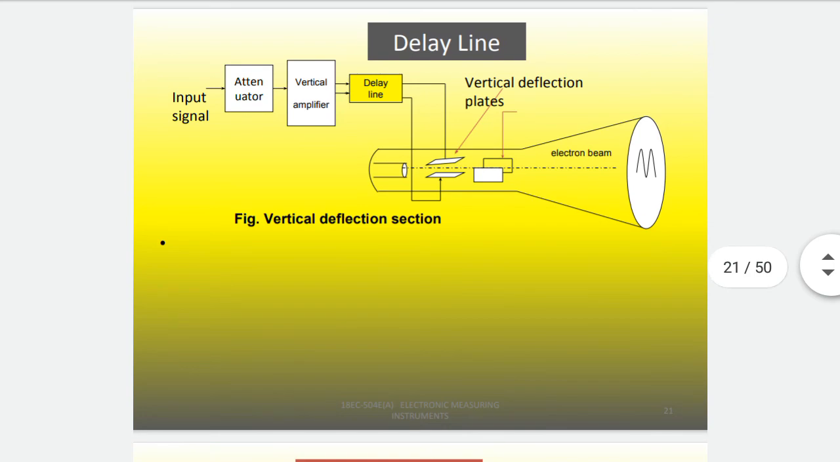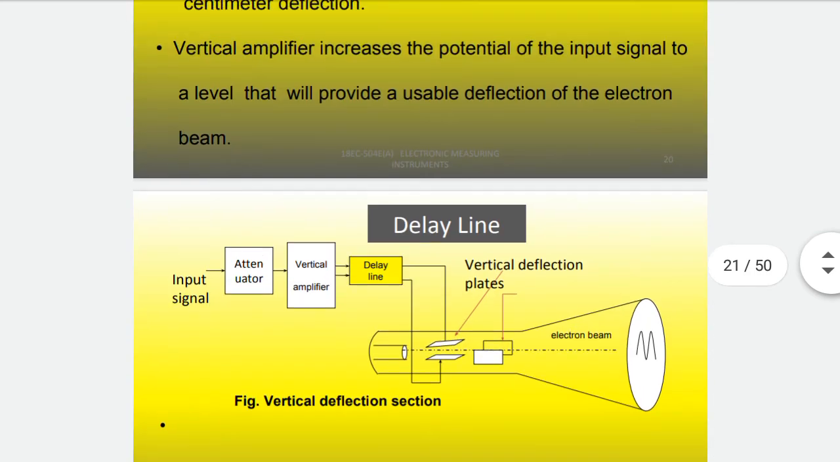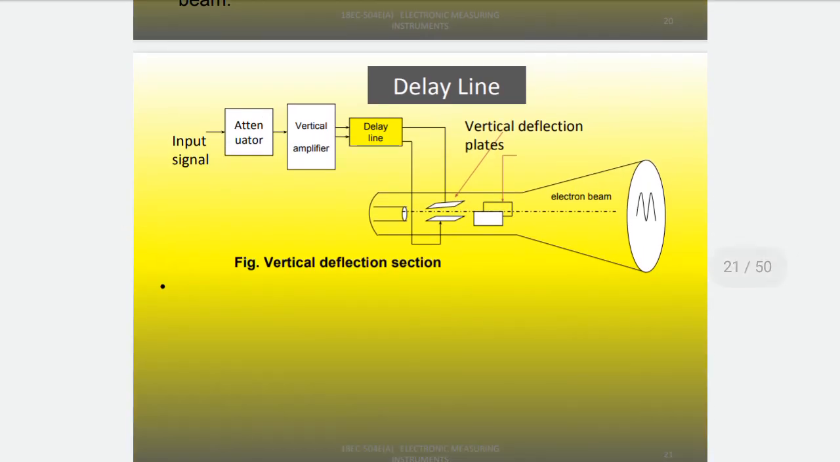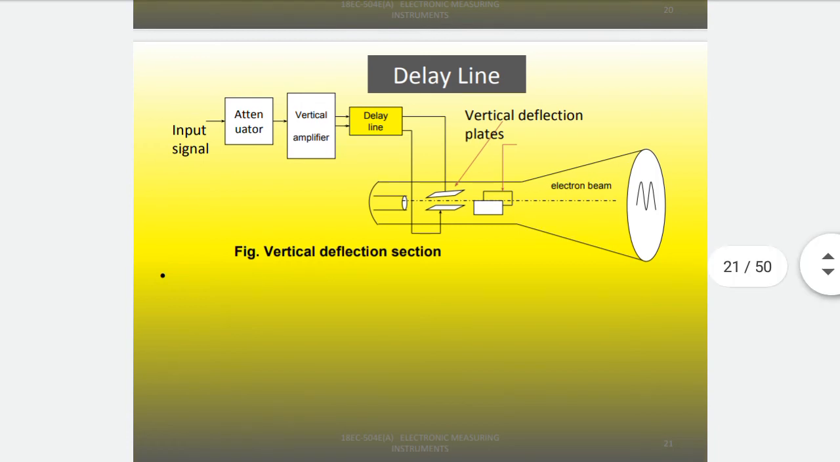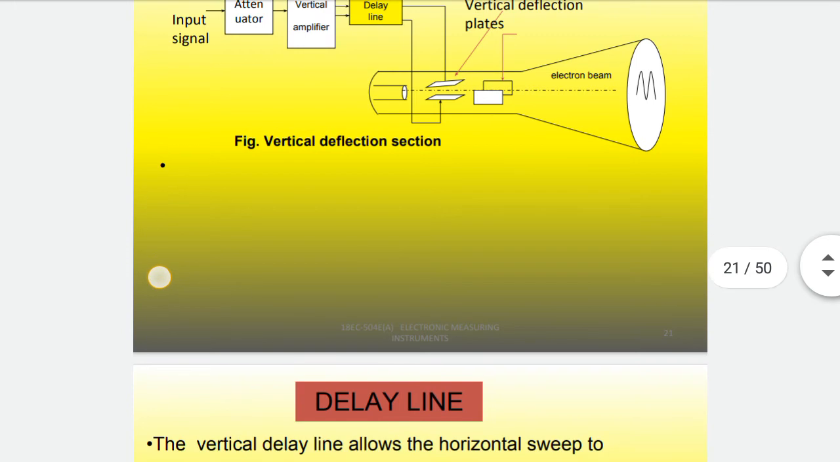Now coming to the delay line. The vertically amplified input signal is given to the delay line. In the vertical deflection section, you can see the amplified input signal is given to the VDP, nothing but the vertical deflection plates, via the delay line. Here the vertical deflection plates are mounted horizontally and the horizontal deflection plates are mounted vertically.